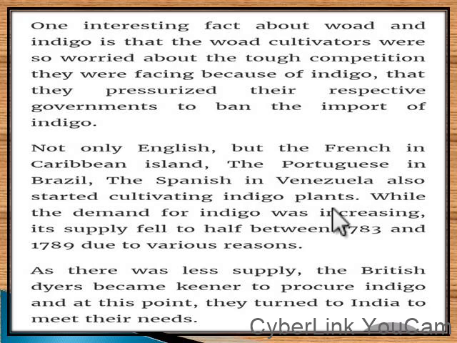While the demand for indigo was increasing, its supply fell to half between 1783 and 1789 due to various reasons. As there was less supply, the British dyers became keener to procure indigo, and at this point they turned to India to meet their needs.